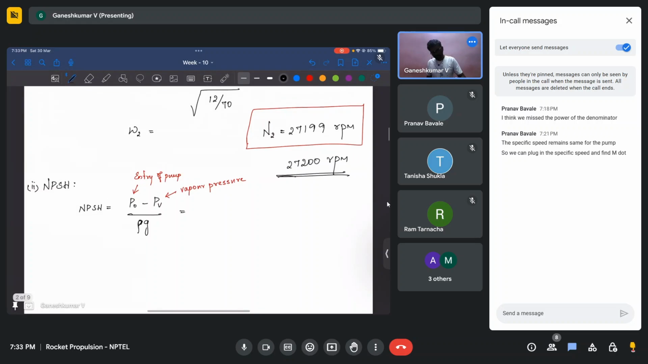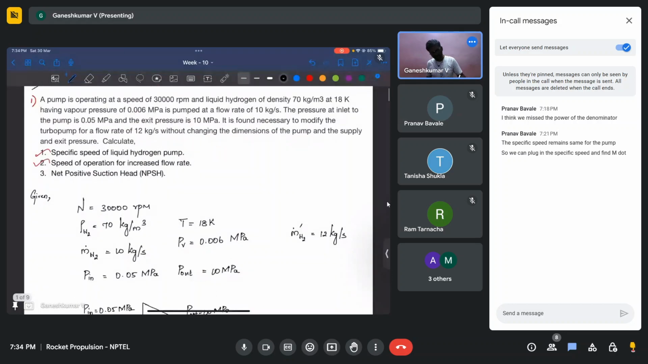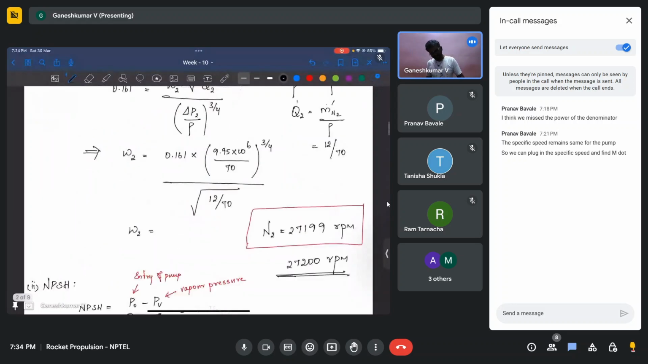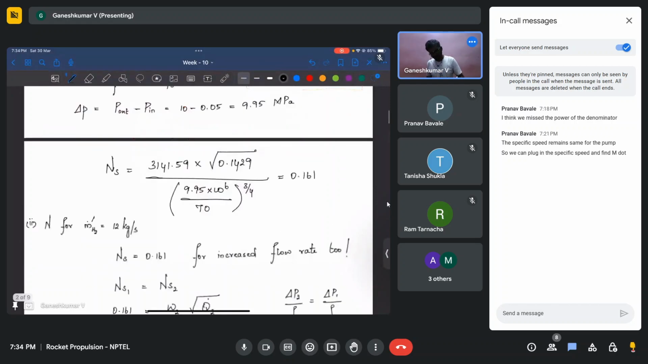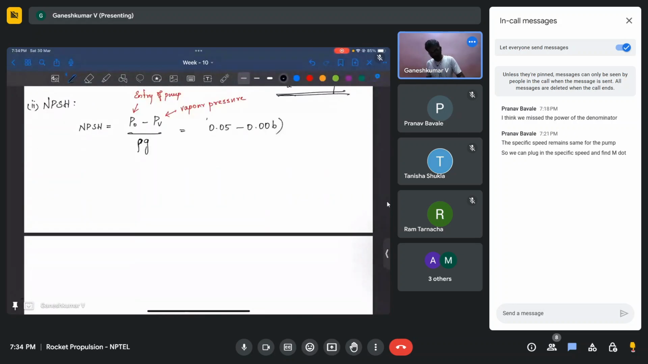I guess vapor pressure is also given, which is around 0.006 megapascal, and the entry of the pump is 0.05 megapascals. So you can just simply substitute here, into 10 power 6 divided by density into 9.81. So this will give us net positive suction head.